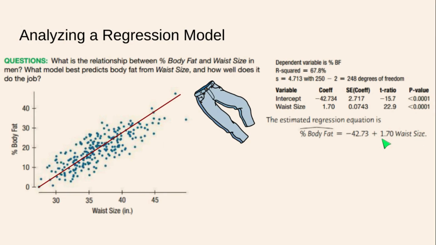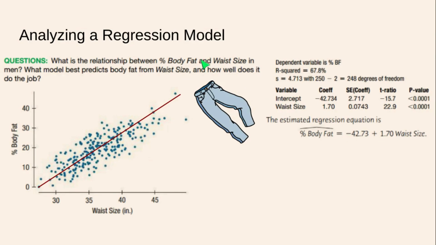Where's the 1.7 coming from? We look at waist size, coefficient. There you go. There's the slope of the regression line. This is all taken from the data up here, specifically in the coefficient column. So we're able to pretty easily answer the question, what model best predicts body fat from waist size? And that would be this model right here.